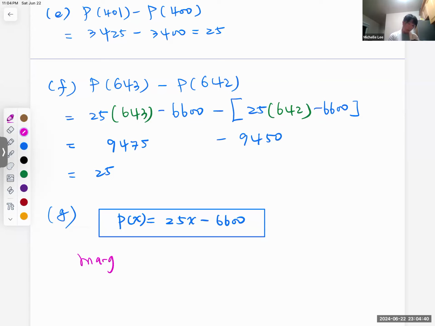Marginal profit, same as the slope of the profit function, which is slope, yeah, which is 25.